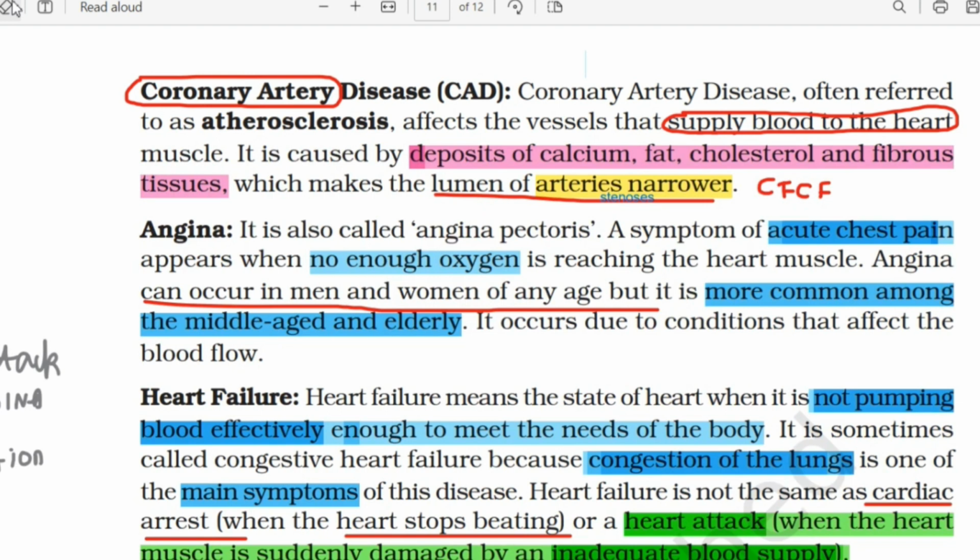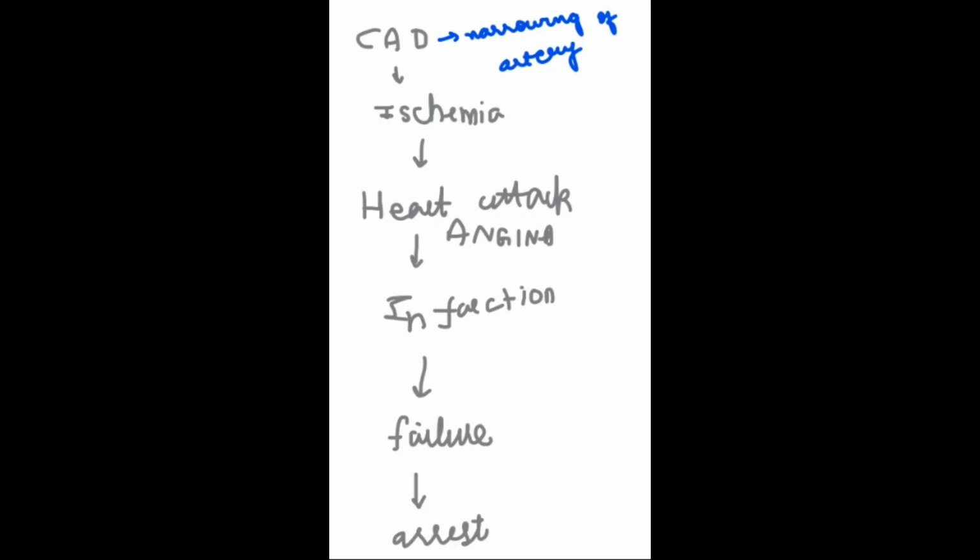So just a small summary of various disorders related to the heart. It is coronary artery disease or CAD or atherosclerosis, which is nothing but narrowing of the artery, mainly the coronary artery which supplies blood to the heart. Second one, it leads to ischemia. What is ischemia? I told you ischemia is characterized by flat ST in the ECG. Ischemia mainly means lack of oxygen because of the narrowed blood vessels reaching the heart muscle.